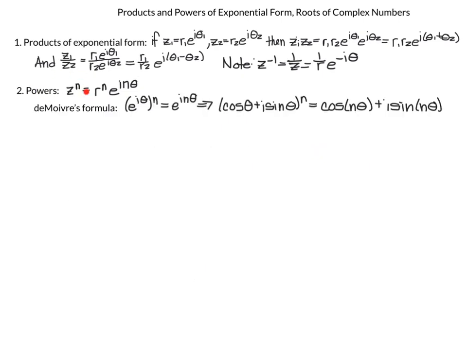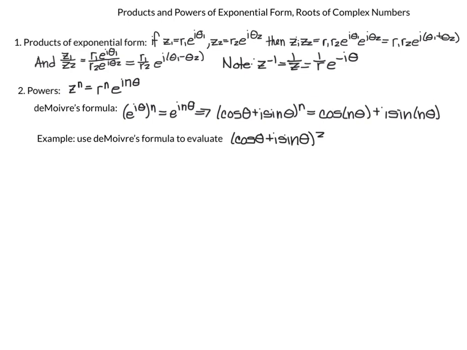When we talk about powers of a complex number, that will lead us to de Moivre's formula, which comes from e to the i theta to the n is equal to e to the i n theta. Converting this formula to trigonometric form, that means e to the i theta is equal to cosine theta plus i sine theta. So when we raise that to the n, using Euler's formula now on this side, it will equal cosine n theta plus i sine n theta.